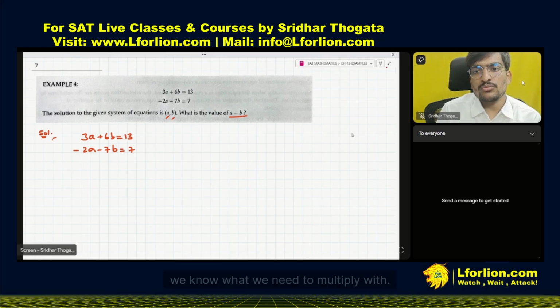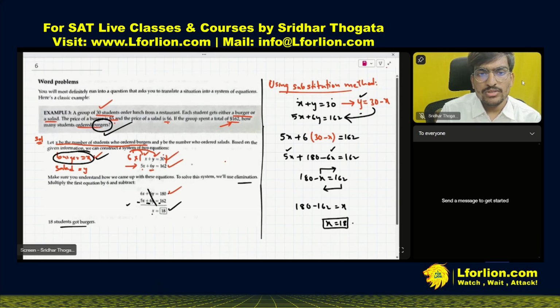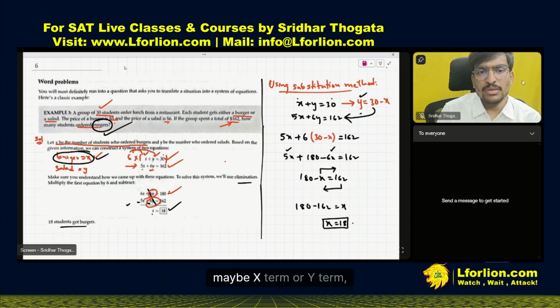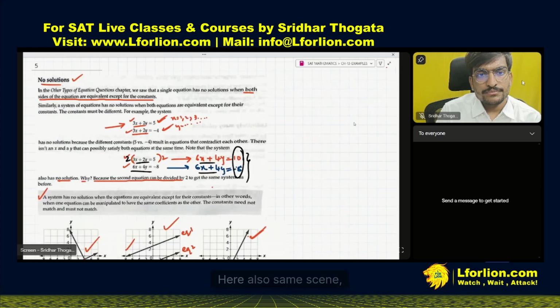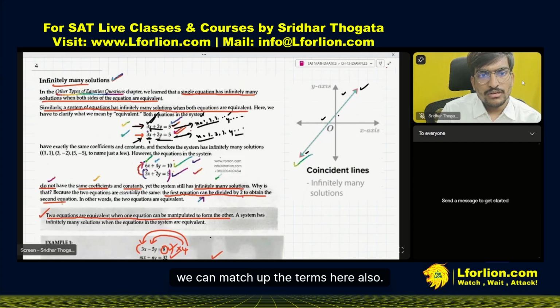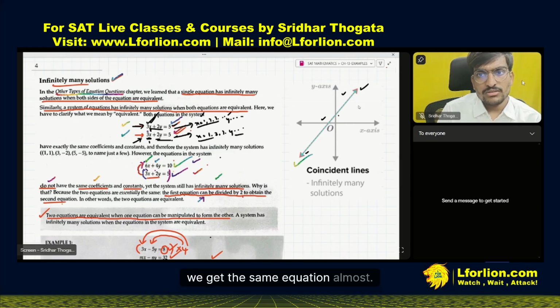We know what we need to multiply with. If you see this equation, to match up at least one term, maybe the x term or the y term, we multiply by 6. We know because here 6 is there. If you multiply by 6, we'll get it, or else 5. Here also same scene. We know if you multiply by 2, we can match up the terms. Here also same story. If you multiply the second equation by 2, we get almost the same equation.